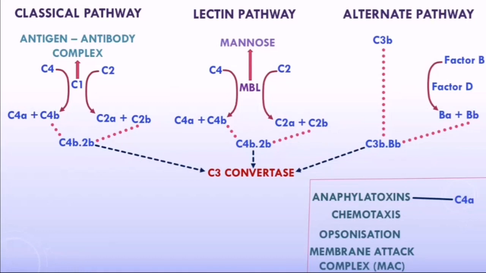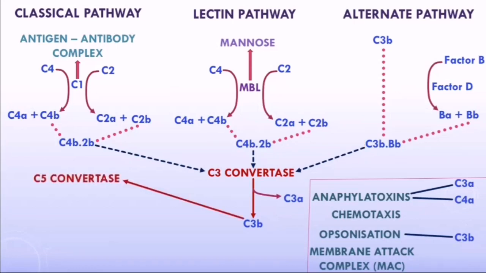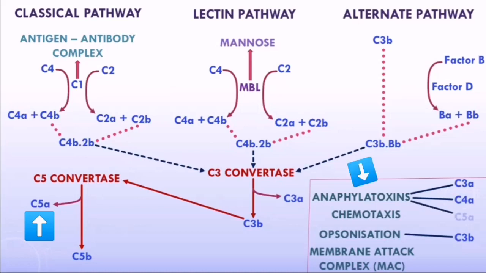So all three pathways lead to the formation of a C3 convertase. But what does the C3 convertase do? Well, as the name suggests, it will convert C3 into C3a and C3b. C3a is an important anaphylotoxin. C3b is the most important opsonizing agent produced by the complement system. The C3b can also combine with the C3 convertases produced by all three pathways and form C5 convertase. The C5 convertase, as the name suggests, will convert C5 into C5a and C5b. C5a is also a very important anaphylotoxin, and C5a will also enhance chemotaxis. Please note that C3a can also enhance chemotaxis, but its effects are not as potent as C5a.